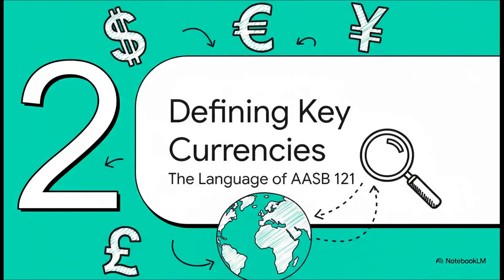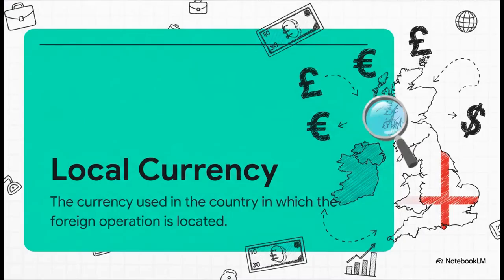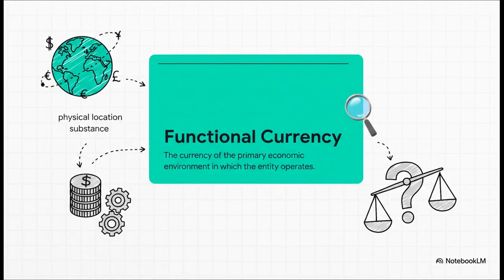Now, to really get a handle on the rules, we first have to speak the language of the standard. AASB 121 is super specific about the different types of currencies, and nailing these definitions is the absolute first step to getting this right. All right, this one's the easy one. The local currency is exactly what it sounds like. It's the currency of the country where the subsidiary is physically located. So a subsidiary in the UK, its local currency is the British pound. Simple.